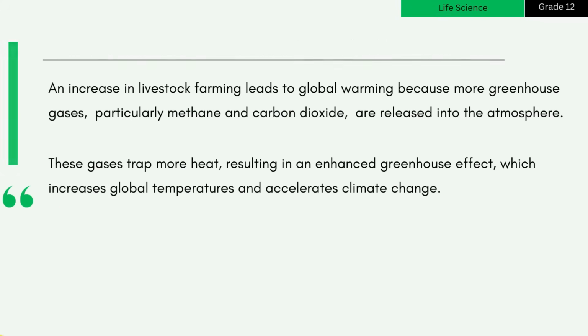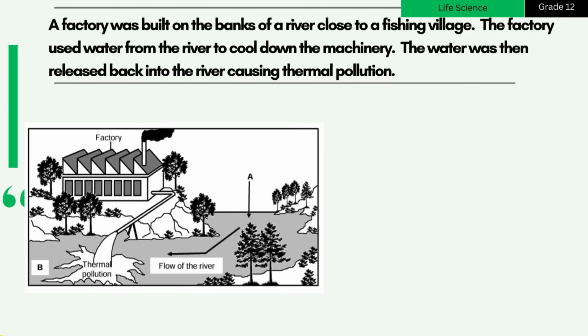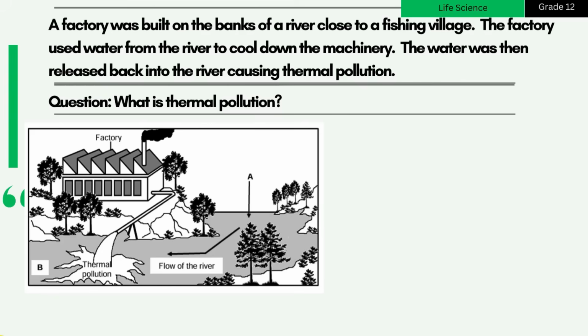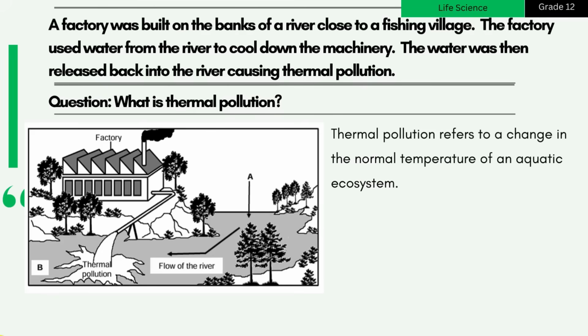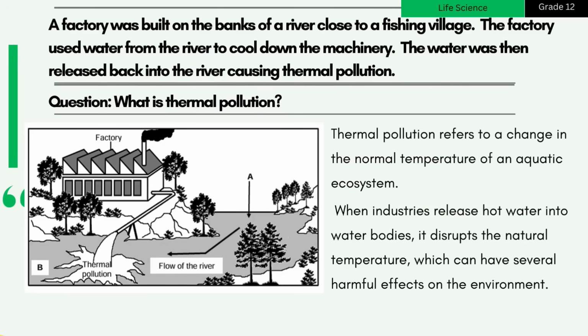A factory was built on the banks of a river close to a fishing village. The factory used water from the river to cool down the machinery. The water was then released back into the river, causing thermal pollution. Question: what is thermal pollution? Thermal pollution refers to a change in the normal temperature of an aquatic ecosystem. When industries release hot water into water bodies, it disrupts the natural temperature, which can have several harmful effects on the environment.